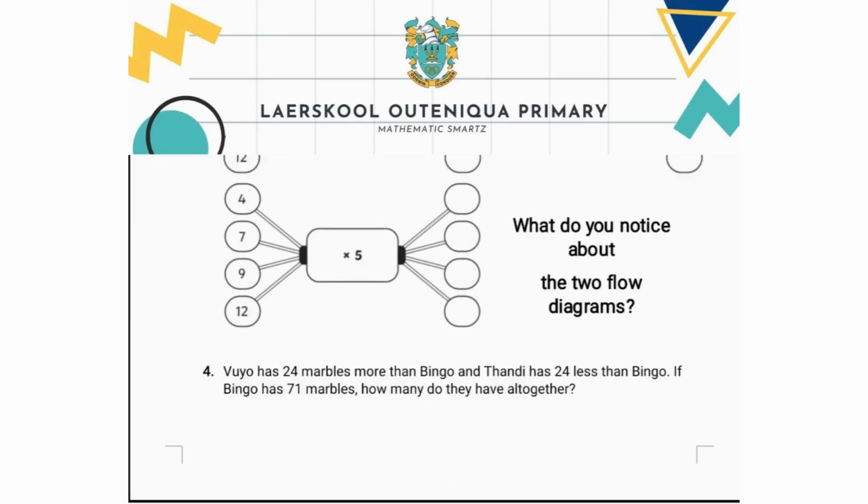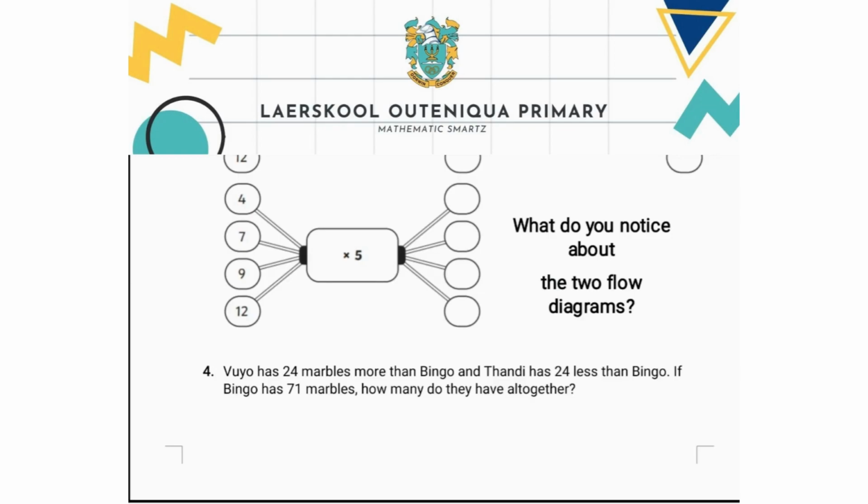This brings us to our fourth question. Rio has 24 marbles more than Bingo, and Tundi has 24 less than Bingo. If Bingo has 71 marbles, how many do they have all together? So let's look at the information that I have. I know that Bingo has 71 marbles. I also know that Rio has 24 more than 71. But Tundi has 24 less than 71.